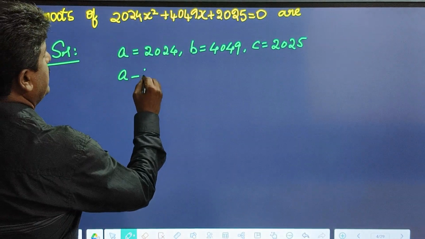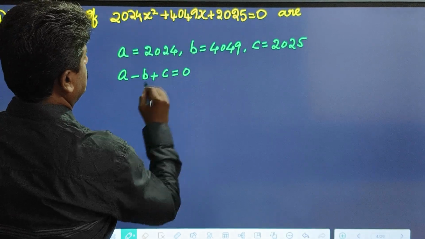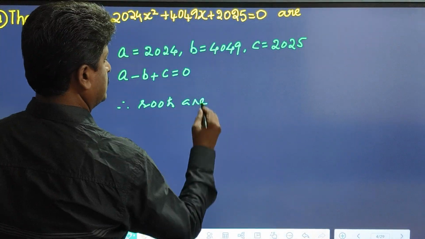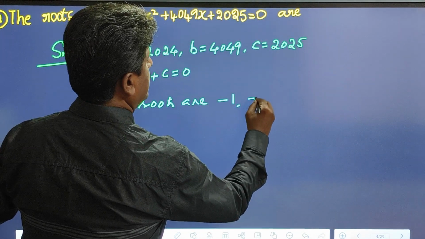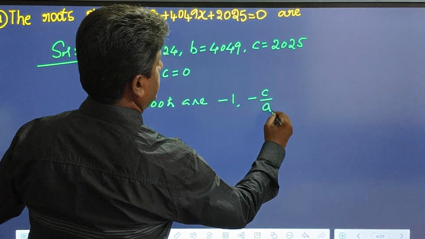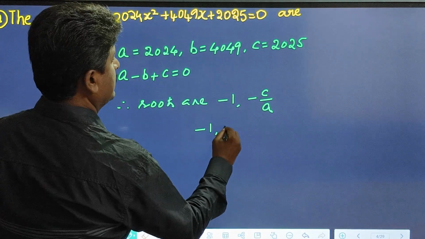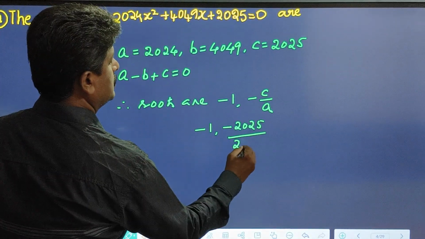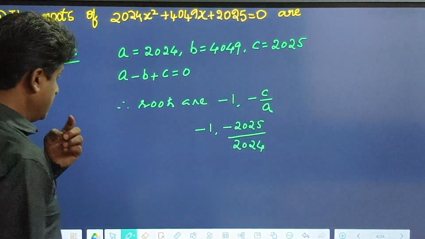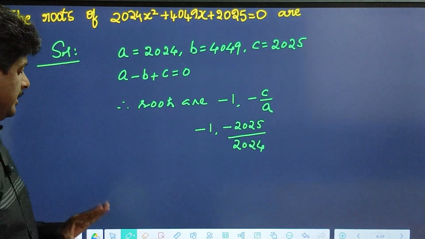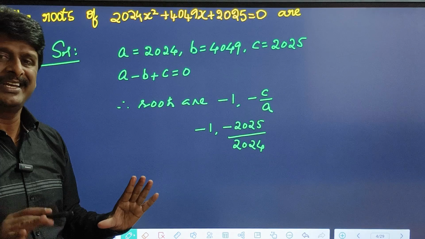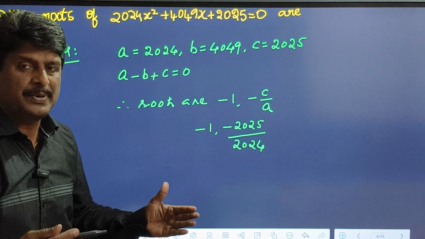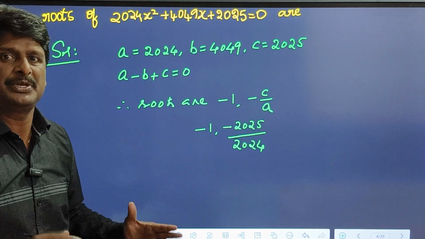See, a minus b plus c is equals to 0. Therefore, roots are minus 1 comma minus c by a. That's why minus 1 comma minus 2025 by 2024. Okay, so this is the way to find roots of such quadratic equations. Here also we are not going to use minus b plus or minus under root b square minus 4ac by 2a.